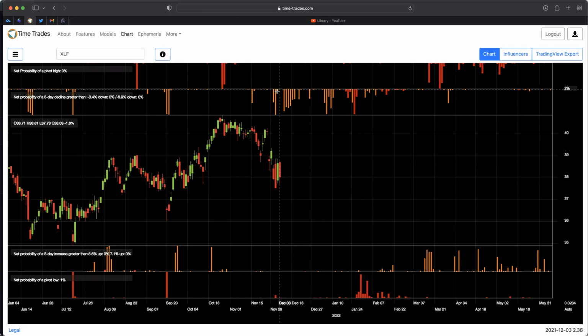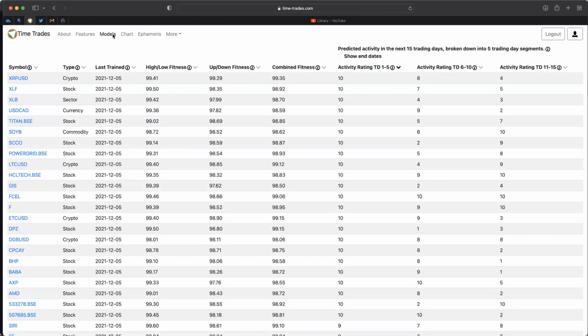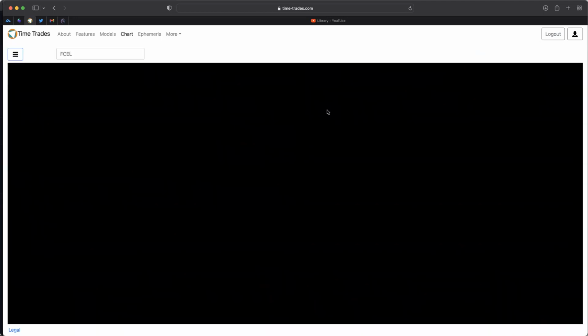And this is why financials are forecast to have a number of down days in a row starting Tuesday, December 7th. Okay. So this would be a nice high probability bearish play, okay, according to the Time Trades forecast. So that's XLF. I also want to go over Fuel Cell, which caught my eye. That's one I've traded in the past.